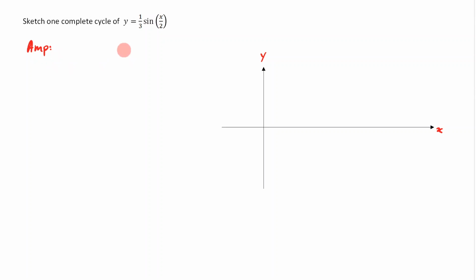You figure out the amplitude by looking at the number at the front. So it will be 1/3. That means I'm going 1/3 up and I'm going 1/3 down. Then we have to figure out what the period is going to be.